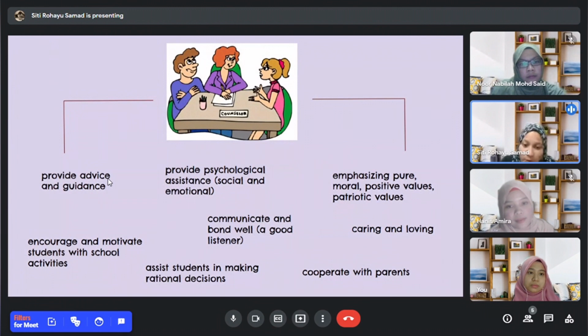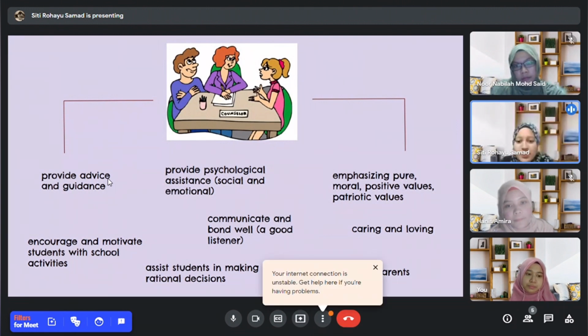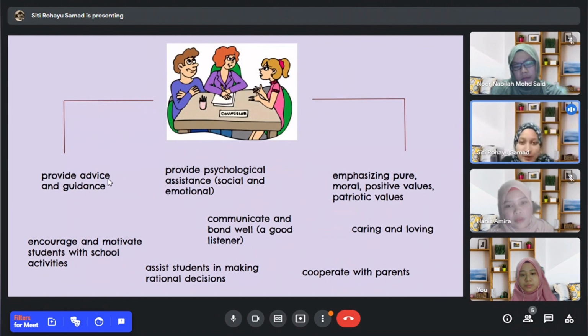Yes, the teacher must be a good listener for the students, so the students will open up about their problems and their situation. And the teacher must be a caring and loving person. And the last one is cooperating with parents, like the teachers and the parents of the child discuss together on how to deal with or overcome these cases.